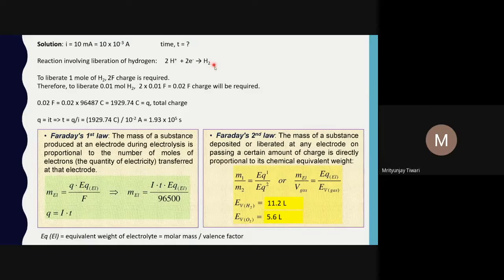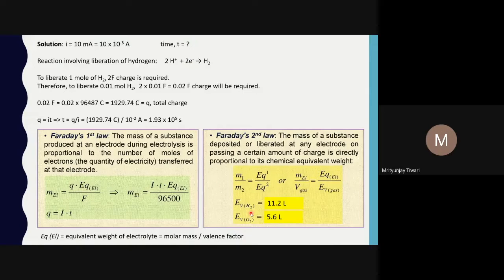For the gas, hydrogen gas, what do we need? To produce 1 mole of hydrogen, we need 2 moles or 2 equivalents of electrons, because the number of moles of electrons and equivalents are the same, as I said. So the valency factor here will be 2. The molar mass of hydrogen is 2, so the equivalent weight of hydrogen will be the molar mass 2 divided by 2, because the valency factor is 2, which is 1.